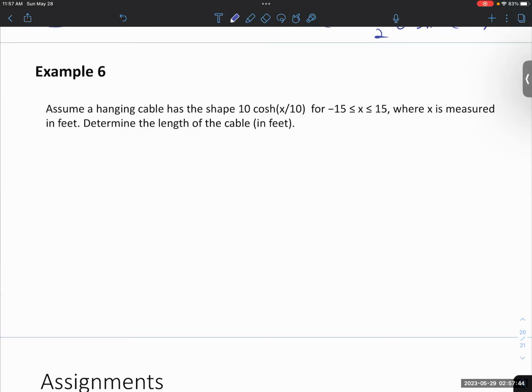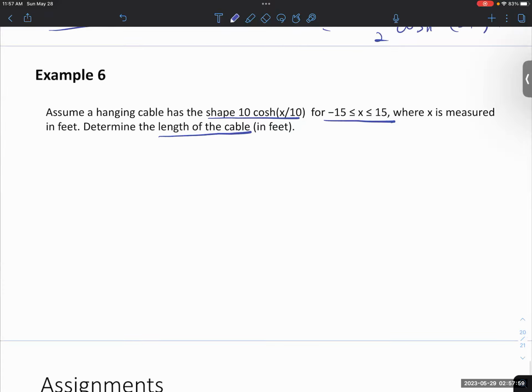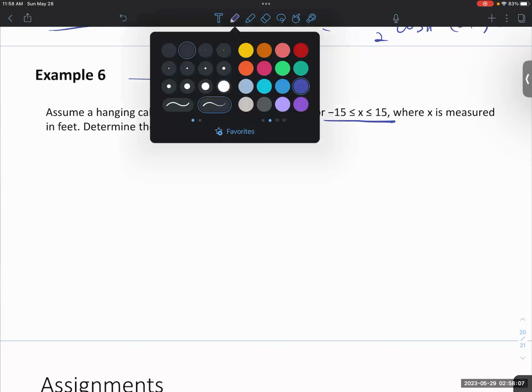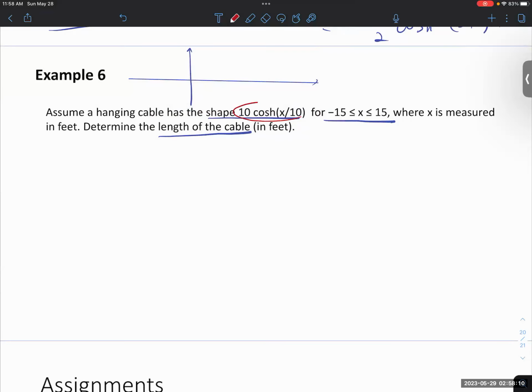Assume a hanging cable has the shape 10 cosh of x over 10 between negative 15 and 15 for x, where x is measured in feet. Determine the length of the cable in feet. So I'm just thinking about it. Let's say if I graph it, let's say this is the function that is given, 10, I don't know, maybe here. So f of x equals 10 times cosh of x over 10.